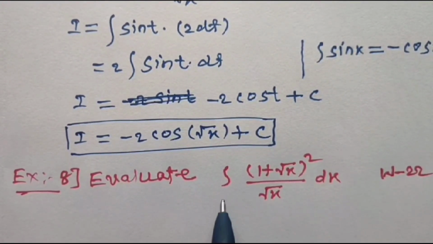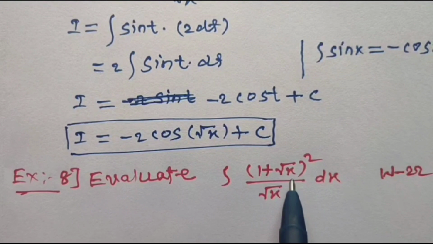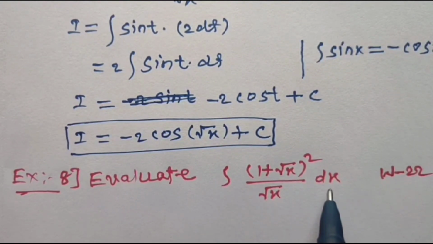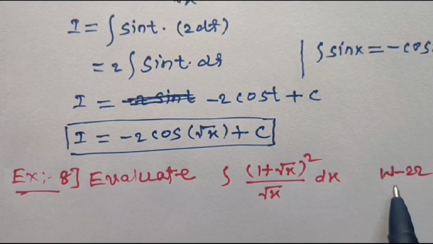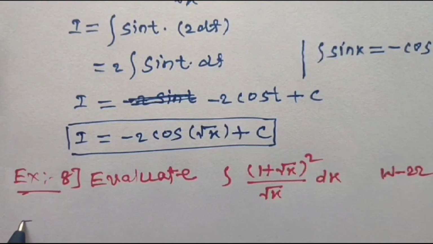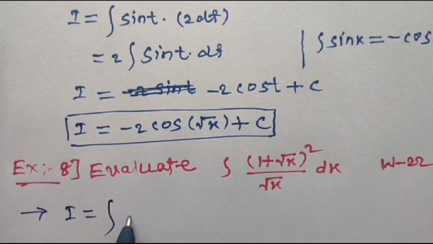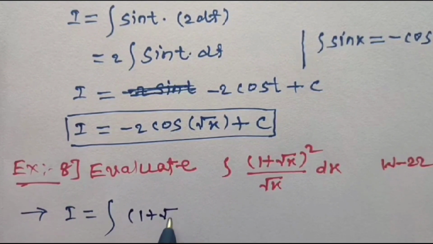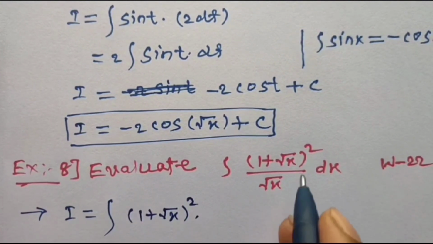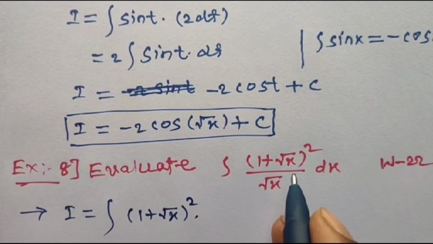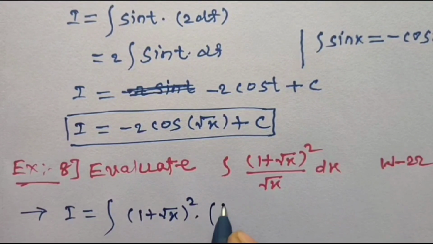Let us solve sum number 8. Evaluate the integral of the bracket 1 plus root x, bracket squared, divided by root x with respect to x. This sum appeared in winter 2022 for 2 marks. Let us evaluate this integral. Hence, I is equal to, we can write, 1 plus root x, its square. You know the derivative of root x is 1 upon 2 root x. So 1 upon root x dx.